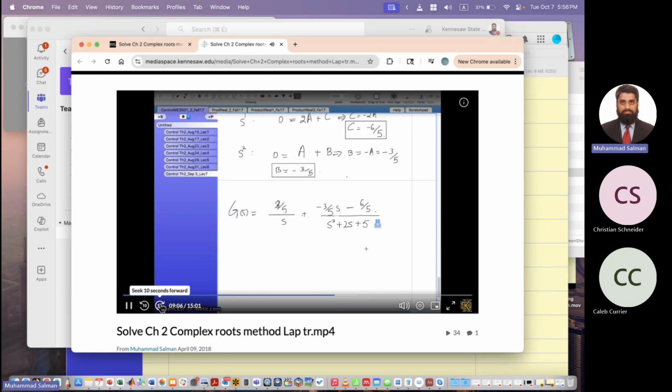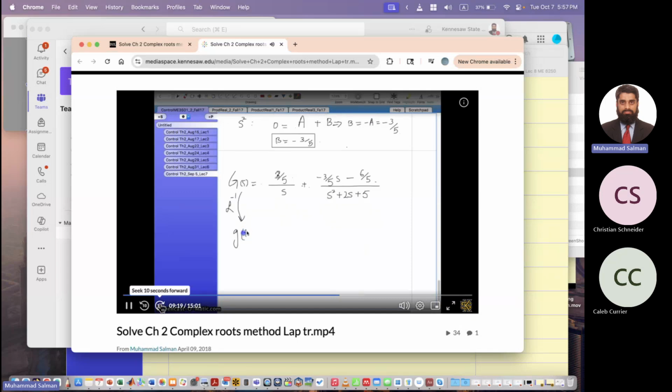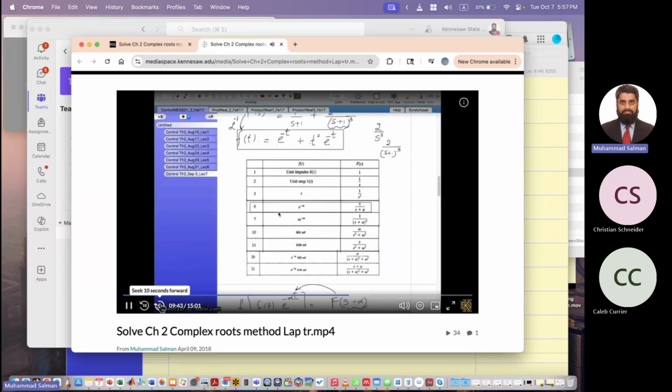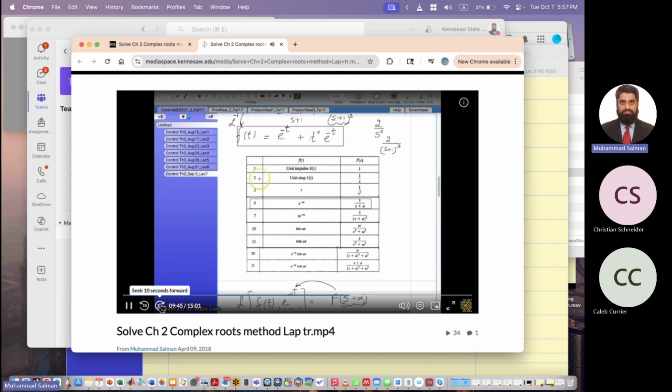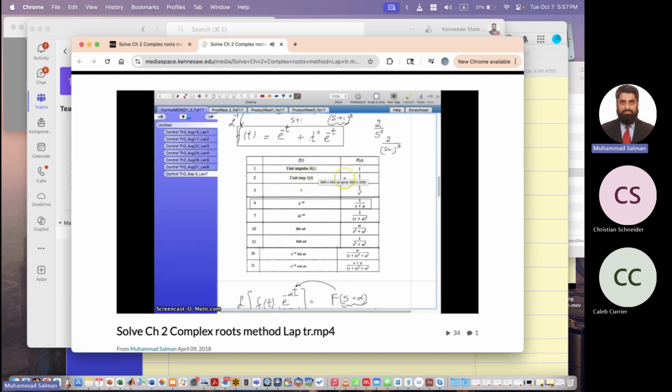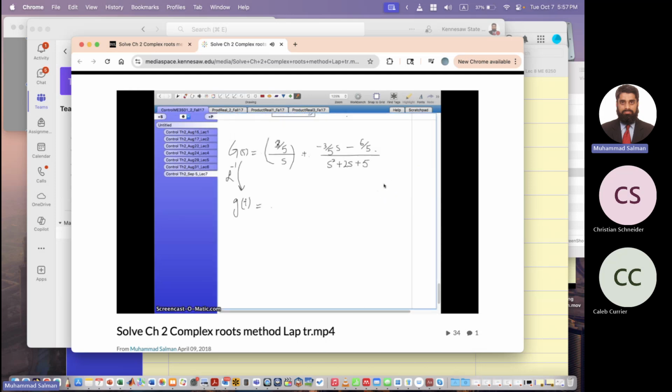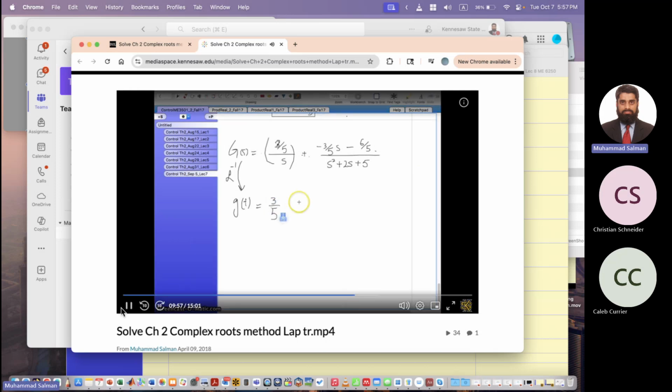Understanding what's happening here? I just plug in the value: the inverse Laplace is g of 1 over s, 3 over 5. This is row number 2. For the unit step, you get 1 over s. So we have not a unit step, but the magnitude is 3 over 5 for the unit step. So the answer for this term is this one.